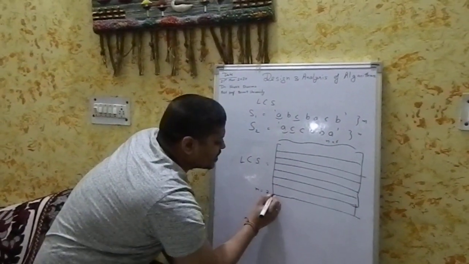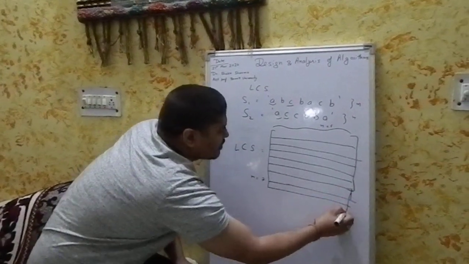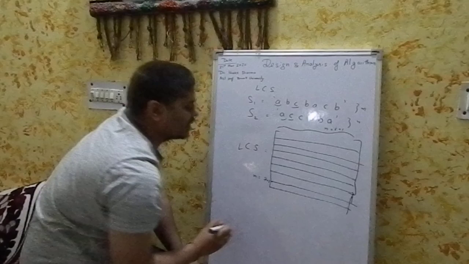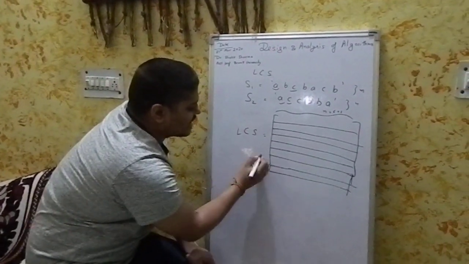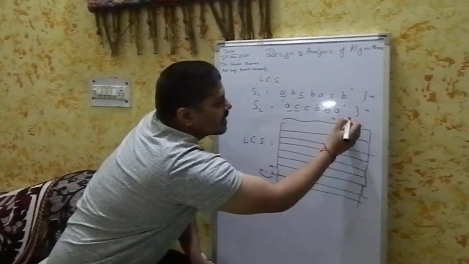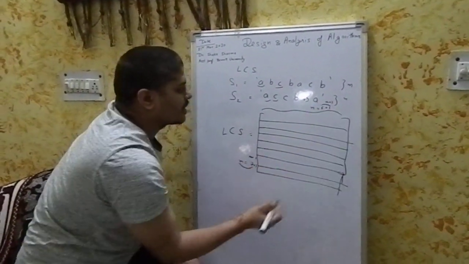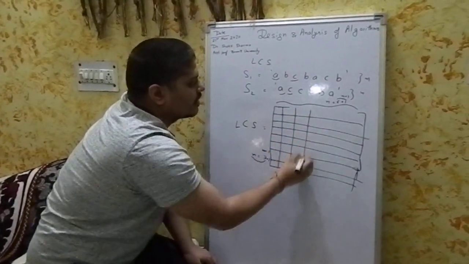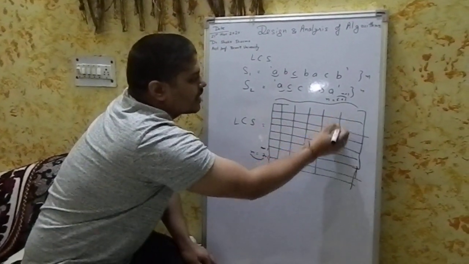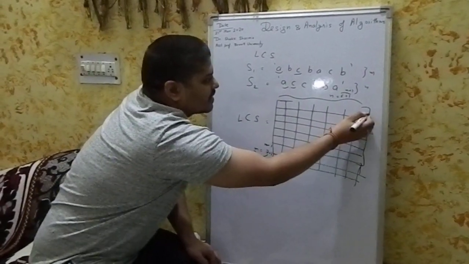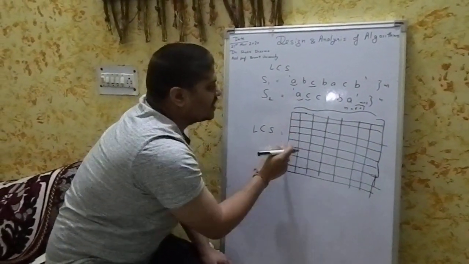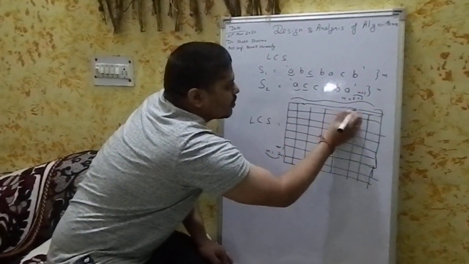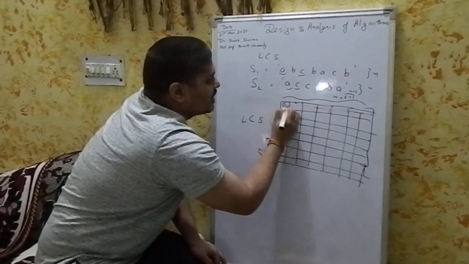And one additional row and column I am taking, so the size I am considering is M plus 1 here and N plus 1 here. So this is first, second, third, fourth, fifth, sixth and seventh. These additional ones are for when M is equal to 0 or N is equal to 0, so that is filled with 0.